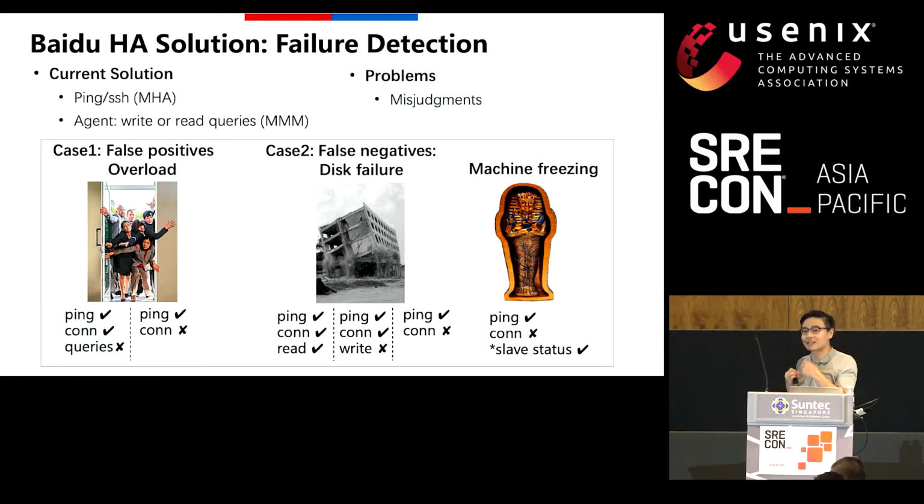What's more, at this time the agent is dead. The local machine agent is dead, so you can't detect it with the local agent. And what's worse, at this time the slave status is also okay, because their IO running is yes. The thread is suspended. So how can we distinguish this failure at this time?